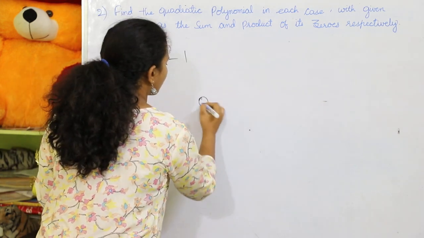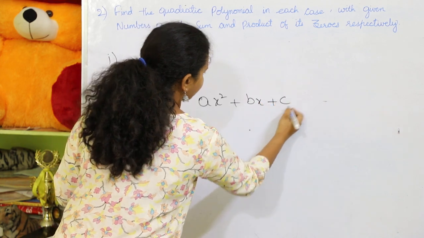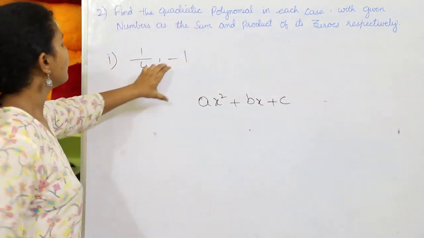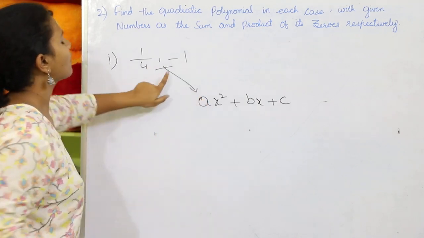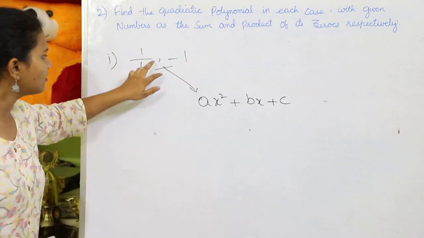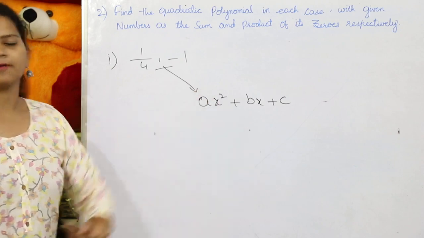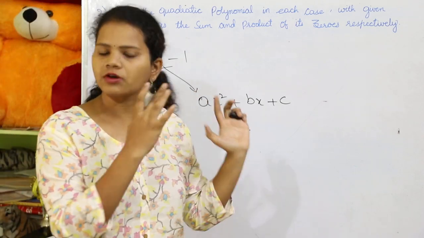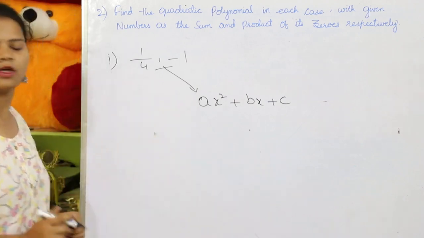form of ax square plus bx plus c, right? We know this form. So by using these two values, we must show a quadratic polynomial in this form. We must convert a quadratic polynomial into the equation form using these two numbers. Clear, guys? Hope you got it.